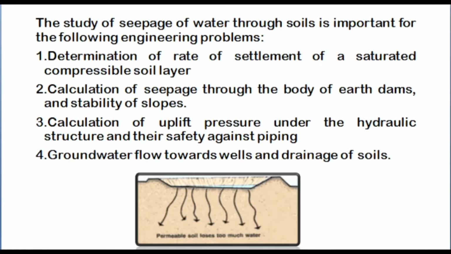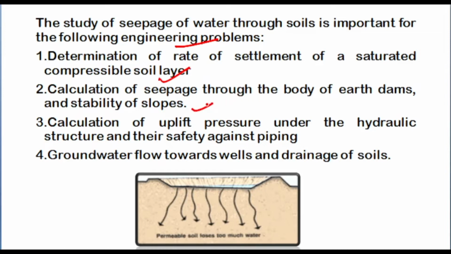Now, why is permeability important for us? Permeability, or the study of seepage of water through the soils, is important with respect to many engineering problems. For example, it helps to determine the rate of settlement of a saturated compressible soil layer. We can calculate the seepage which is happening through the body of earthen dams.